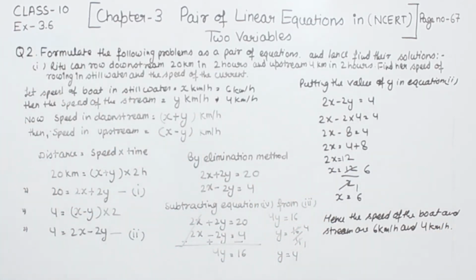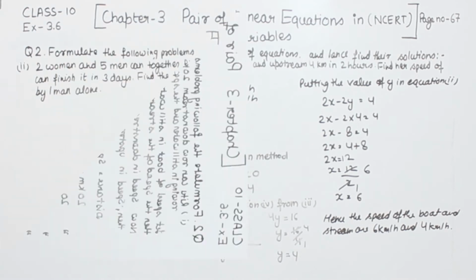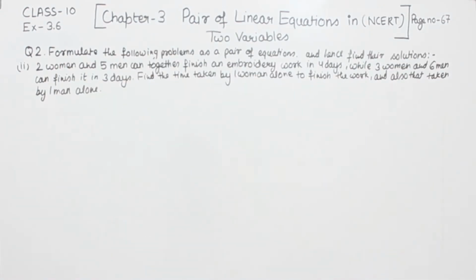This one we are having is the part 1. Now comes to the part 2. 2 women and the 5 men came together finish an embroidery work in 4 days, while 3 women and the 6 men can finish it in the 3 days. Find the time taken by 1 woman alone to finish the work and also that taken by 1 man alone. So we have to find the time taken by the 1 man and the 1 woman.